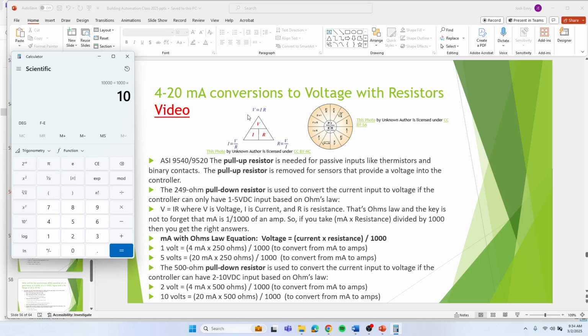So I just wanted you to understand the math behind it, and understand that the I for current in the typical Ohm's law equation is for amps, not milliamps.